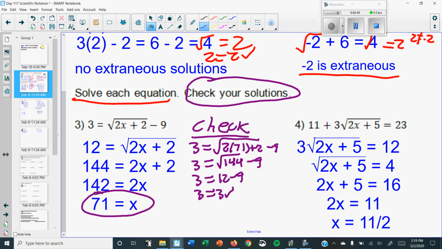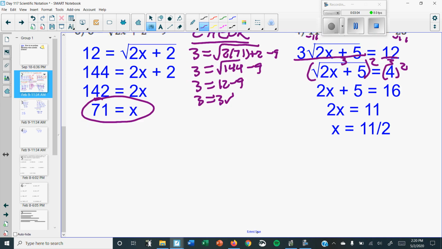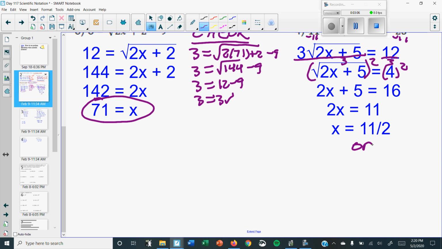For number 4, when you solve it, move the 11 first. You get 12. Divide by 3. You get 4. To get rid of a square root, square both sides. Solve that two-step equation. You could have written that. Personally, I hate fractions, so I would have written this. 5.5. Take my word for it. If you plugged it in, it would have worked.